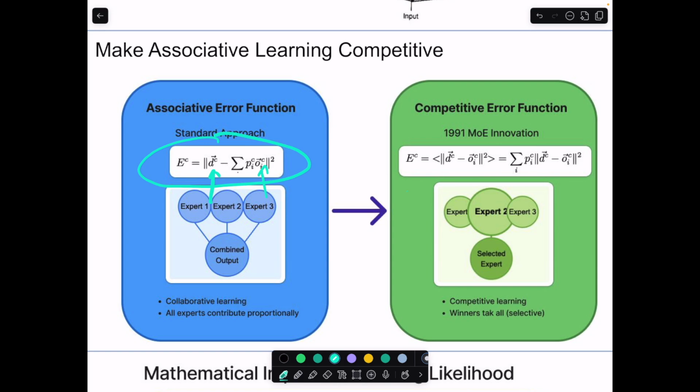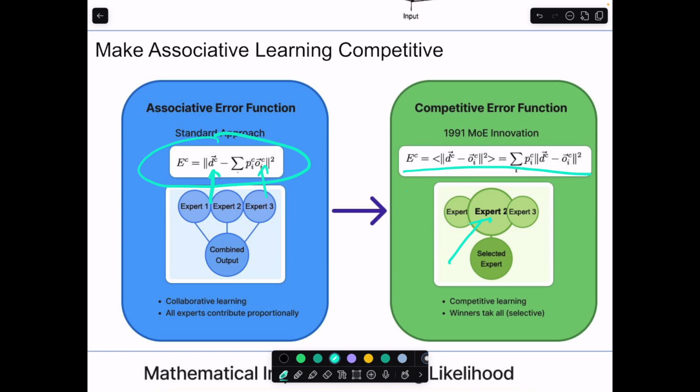The paper improved this by introducing a competitive error function. So as you can see here, instead of comparing the desired output with the combination of all the experts' outputs, in this new error function, it compares the difference between the desired output and each individual expert's output. So the reason why it is competitive is that instead of asking experts to collectively produce the right answer, this function encourages each expert to independently produce the complete correct answer. If expert 2 has the most correct answer, then it will be selected to represent the final output.